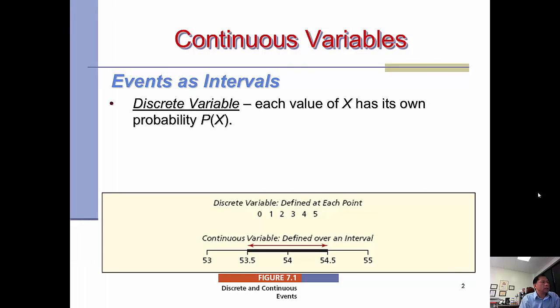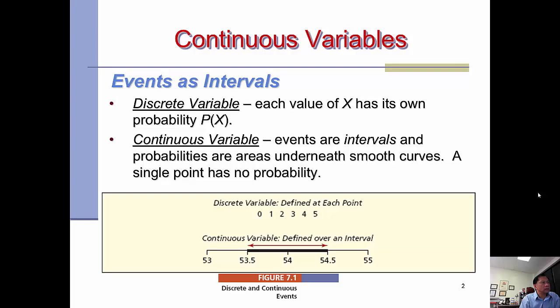Basically, in a continuous variable, events are intervals. In the discrete variable, as we talked about last time, each value of x has its own probability. But for a continuous variable, the number can take any value, right? Then there's an infinite number of values over the x-axis. So the events are not individual points on the axis, but are intervals, and probabilities are the areas underneath a smooth curve. So a single point has no probability in the case of a continuous variable.